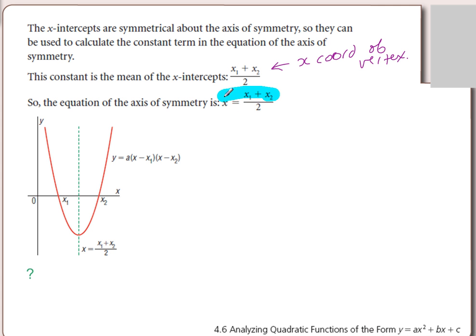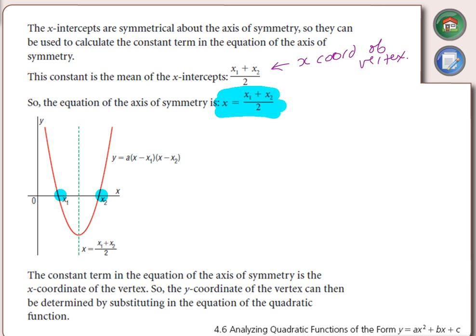Our axis of symmetry then is x equals the average of the two x-intercepts. So when we know the x-coordinate, all we've got to do is use substitution to find the y-coordinate. We're just going to take the x and find the y-coordinate by substituting the x-coordinate that we got for the axis of symmetry into the equation.